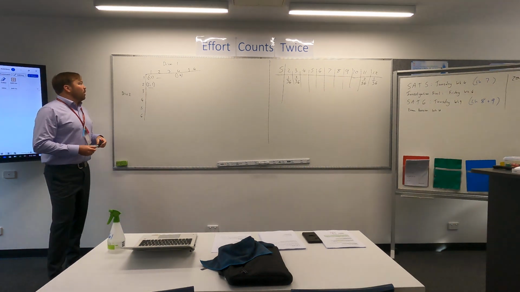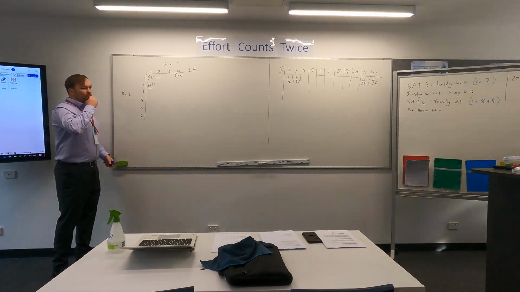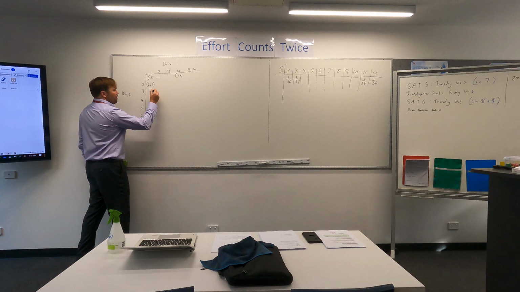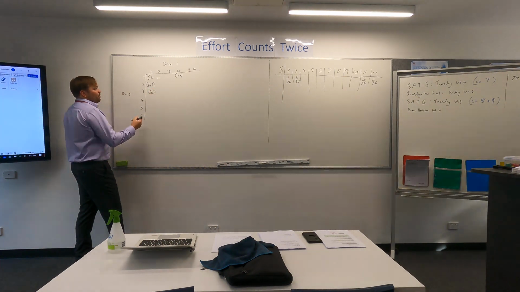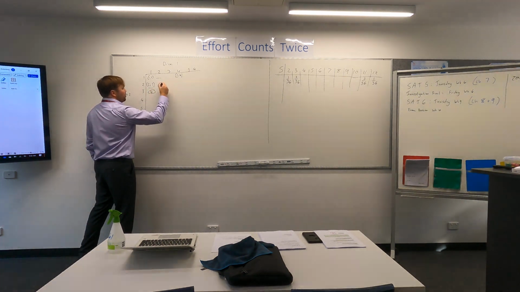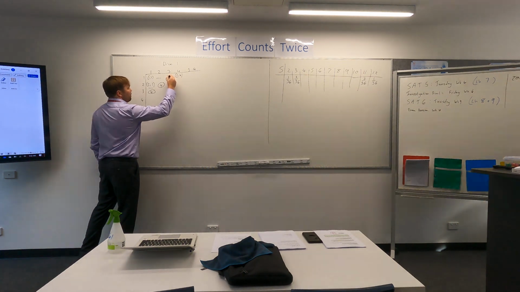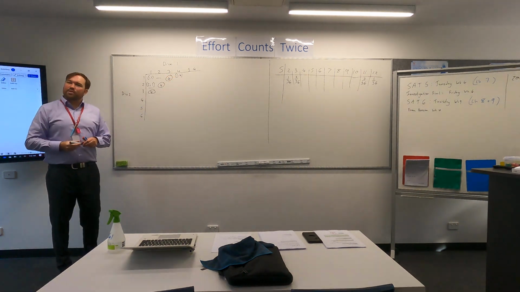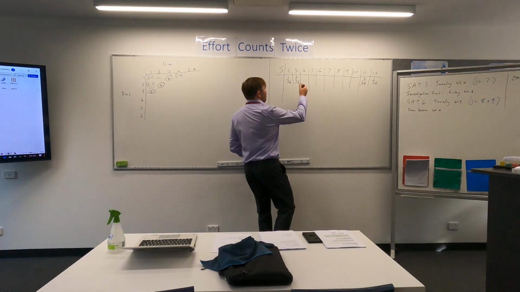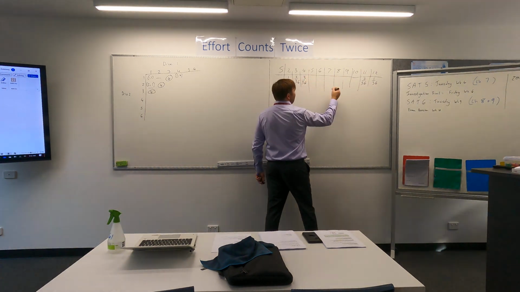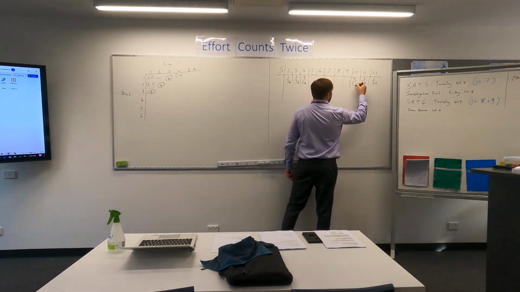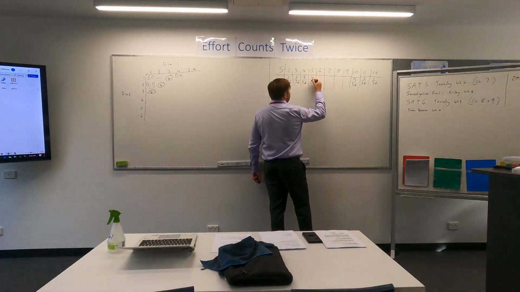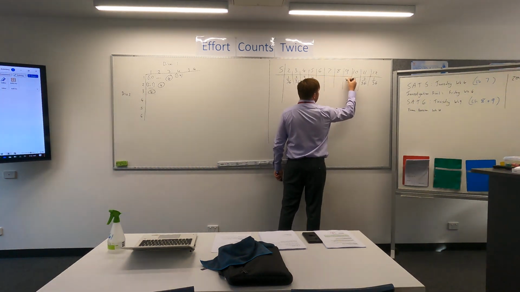How many ways to get a 4? 3. There's a 1, 3, there's a 2, 2, and there's a 3, 1 as well. So the 4s are there, and it's 3 out of 36. The next one is going to be 4 out of 36.